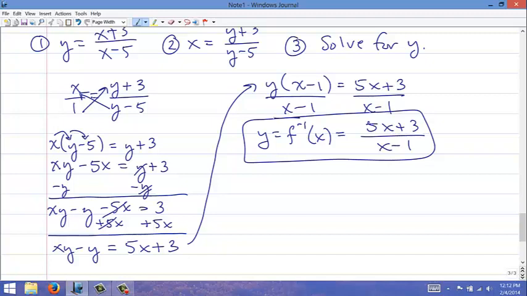Since that's a nice rational function, we can find the domain of f inverse of x exactly the same way. Set this denominator equal to 0 and solve for x. That gives us x equals 1, which again is our bad spot.